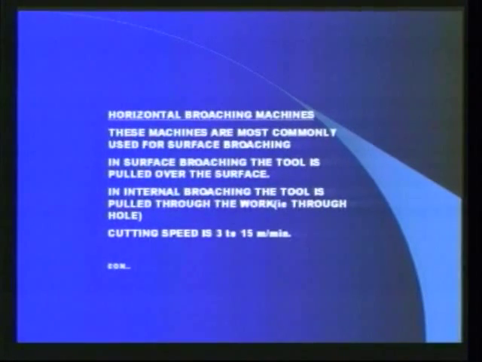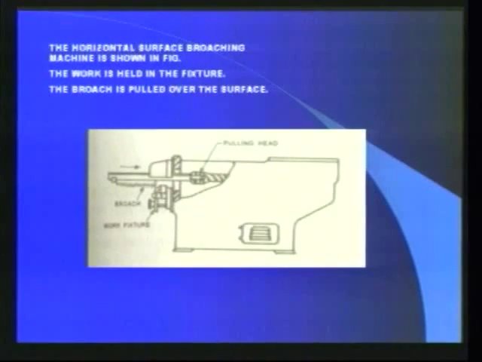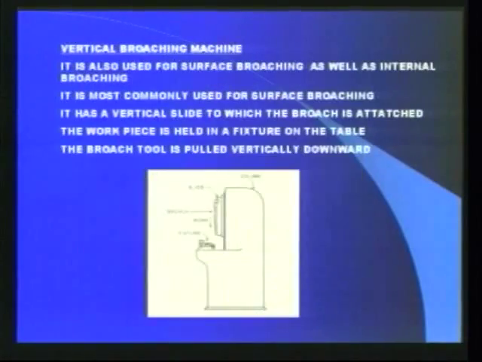These machines are mostly pull type and can be operated at a cutting speed of 3 to 15 meter per minute. The horizontal surface broaching machine is shown in figure. The broach is pulled over the top surface of the workpiece held in a fixture.